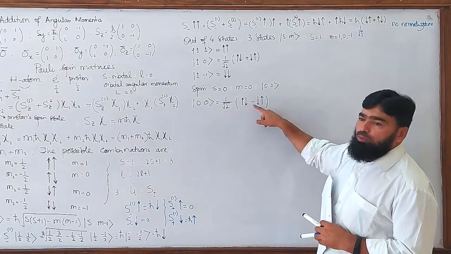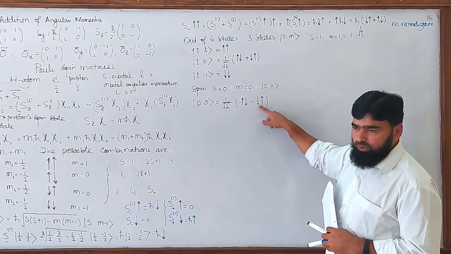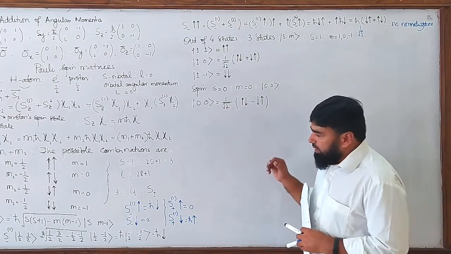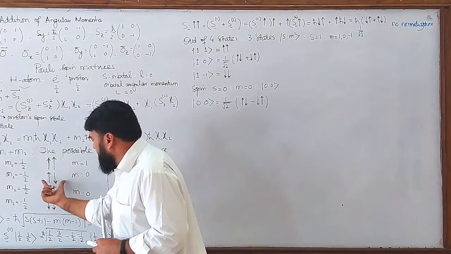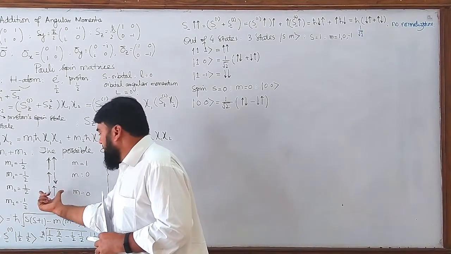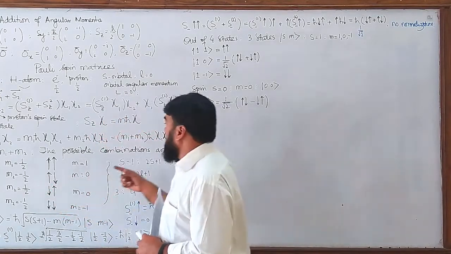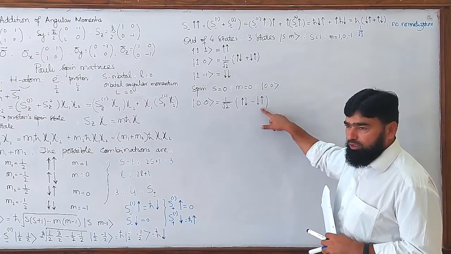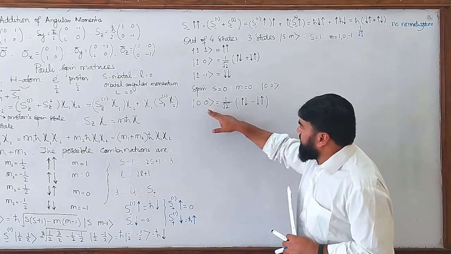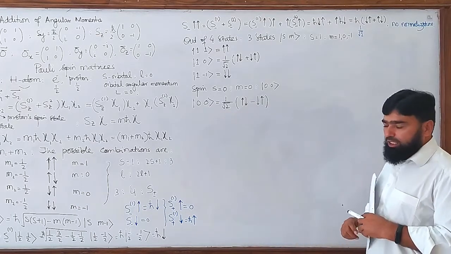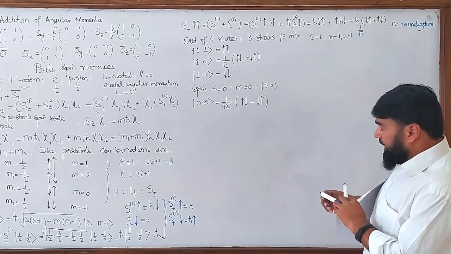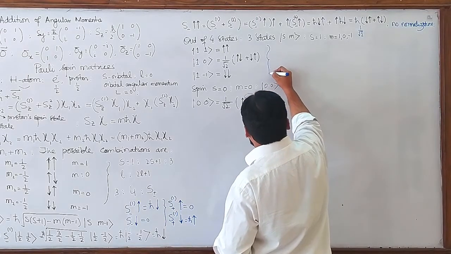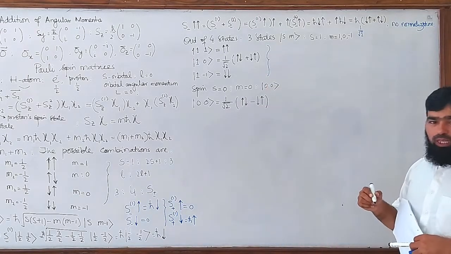Again, this is 0 minus 0. So again we got 0. So when it was this situation, up and down and down and up, we have now written the state in the form of a linear combination. And now this is the 0, 0 state. Here we are having 3 states.